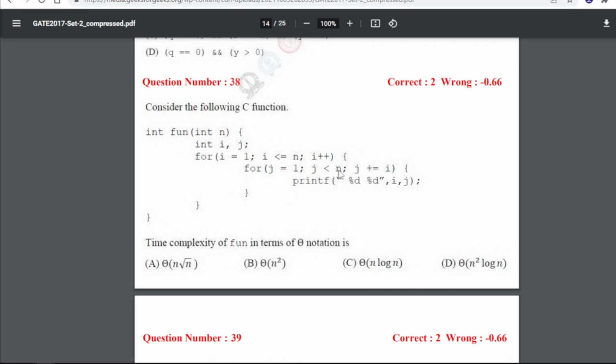So for this the answer will be C, that is n log n, because you can see that this time this is increasing by 1, but this time this is increasing by i.